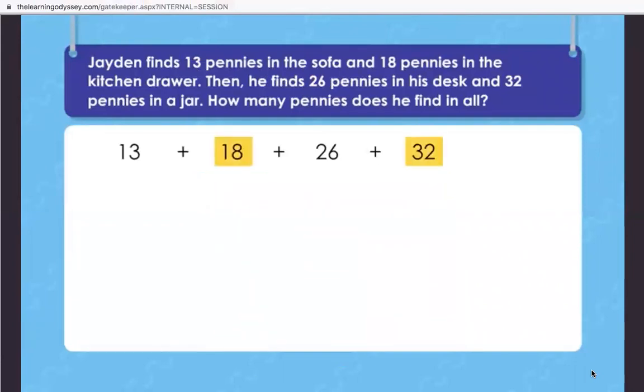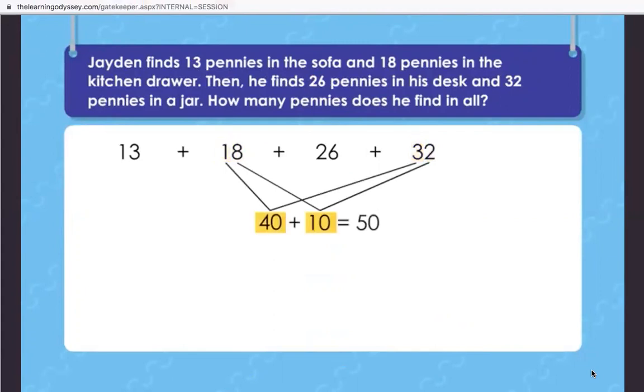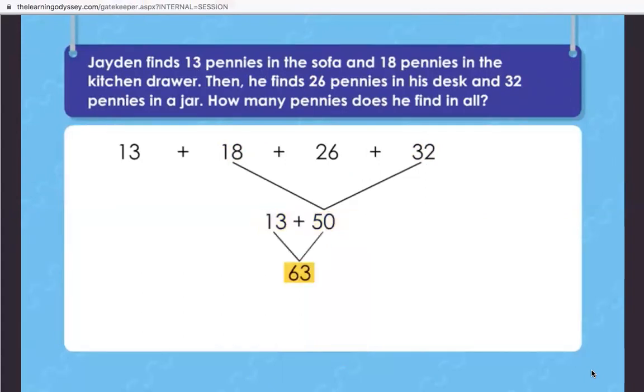Start by adding 18 and 32. Add the ones. We know 8 and 2 equals 10. Then add the tens digits. 10 plus 30 is 40. 40 plus 10 is 50. Now add the next number, 13, to 50. 50 plus 13 equals 63.